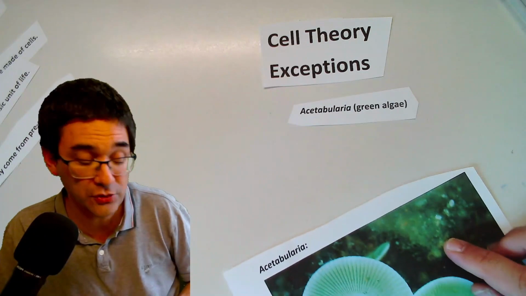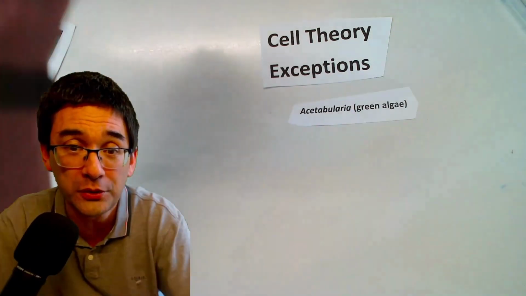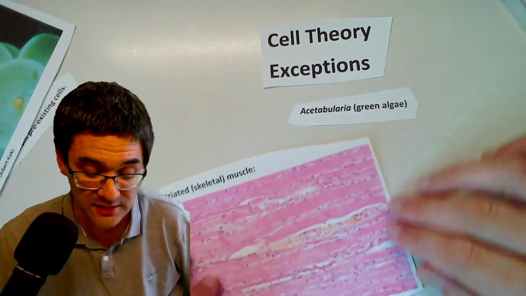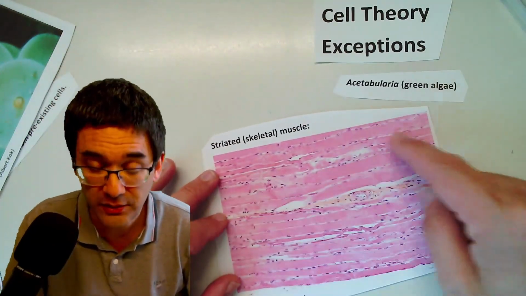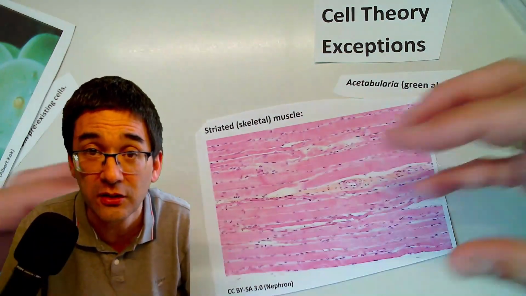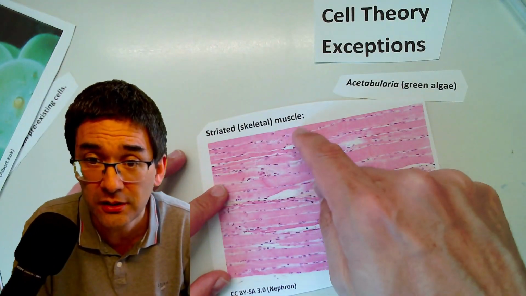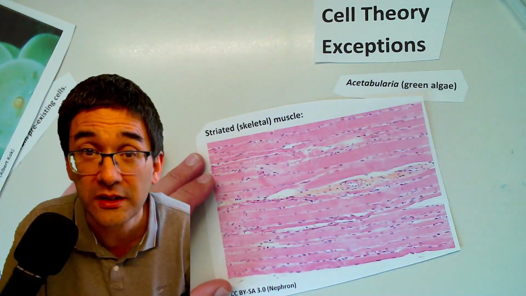Green algae is the first one. The second one I want to show you, you don't even have to go very far. It's in your own body, in your muscles, okay? It's skeletal muscles, or striated muscles, that you see over here. These are the fibers that contract to make us move. You see all of those dots in here? Those dots are the nuclei.